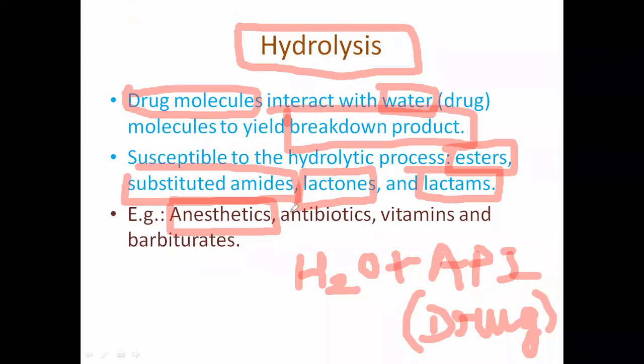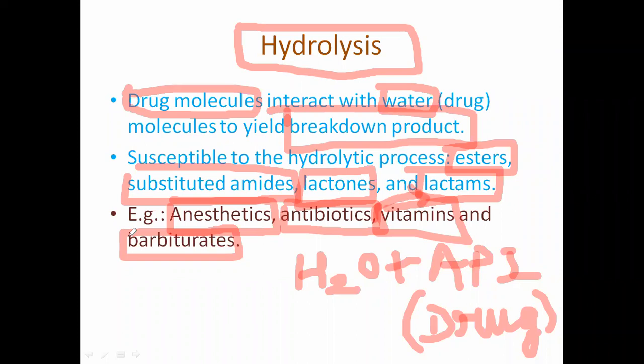Then we have antibiotics. These antibiotics belong to the class of beta lactam. We have a special class of antibiotics, that is beta lactam antibiotics. Then vitamins, then we have barbiturates. Under barbiturates we have certain drugs such as phenobarbital, secobarbitone, and so on. So I hope you have understood this point, at least the basic introductory part, that what do you mean by hydrolysis and how it will lead to the breakdown of the product.